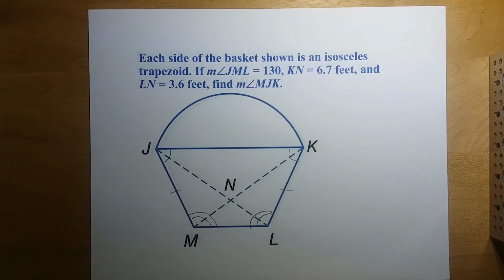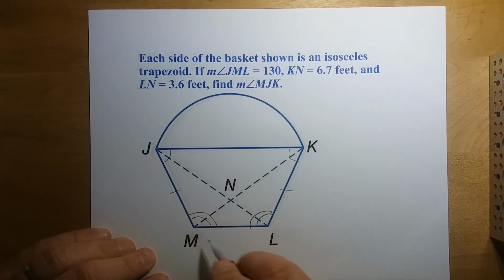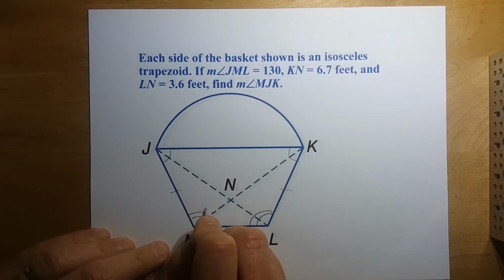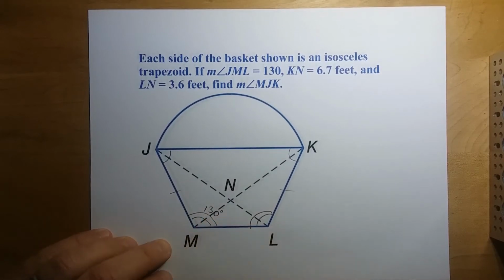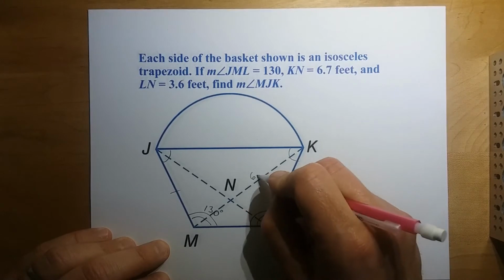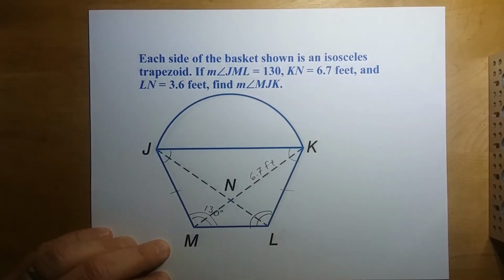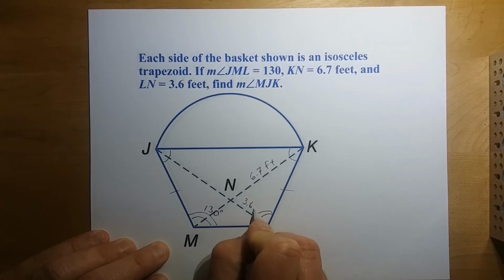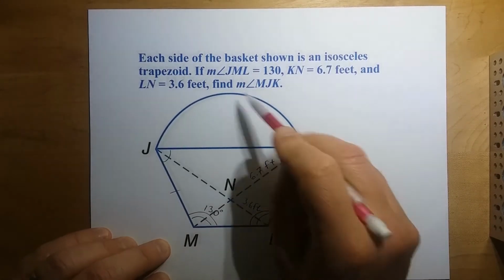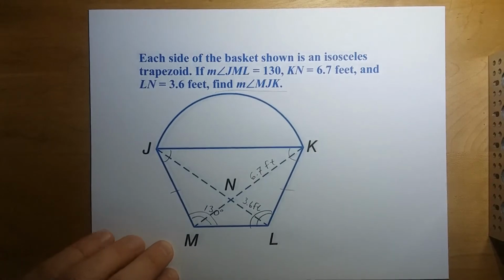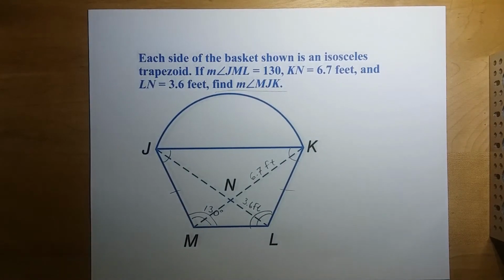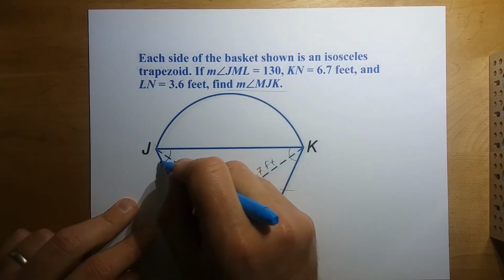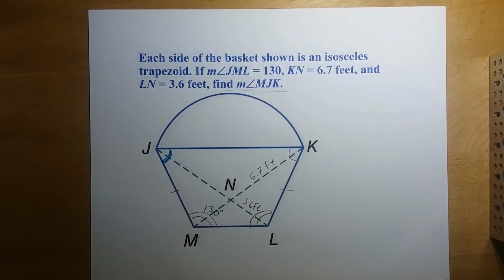If the measure of angle JML, so this angle down here, is 130 degrees, I'll just label that, and KN equals 6.7 feet, and LN is 3.6 feet. Some of this information is not needed to find the measure of angle MJK, but we can do that anyway. They want us to find the measure of angle MJK, this guy in here.